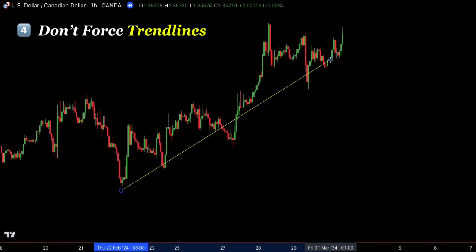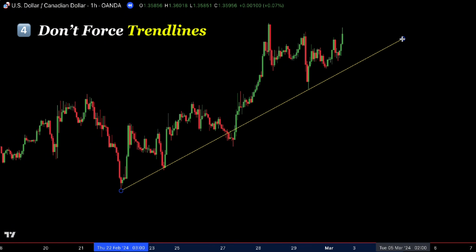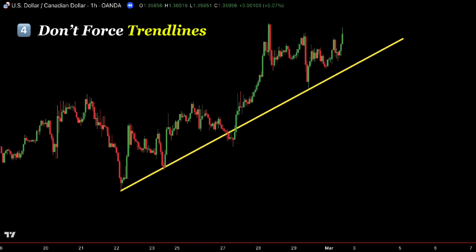Don't force trend lines. This is a big mistake traders make. If the trend line is obvious and fits naturally with the swing structure, draw it. If it doesn't, leave it out. Here's an example. The initial trend line we drew was incorrect because we ignored a major touch point just to make the line look good. That's forcing a trend line, and it's a mistake.